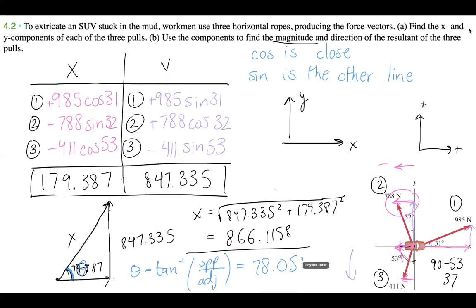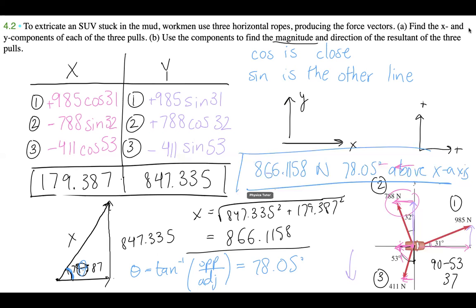Okay, so the magnitude and direction, well, the magnitude is 866.1158 newtons, right? Because units, we have to have units. And then it's going to be 78.05 degrees above the x-axis. Or above the horizontal, whatever you want to call it. Okay. So yeah, that is our solution for part A and B.